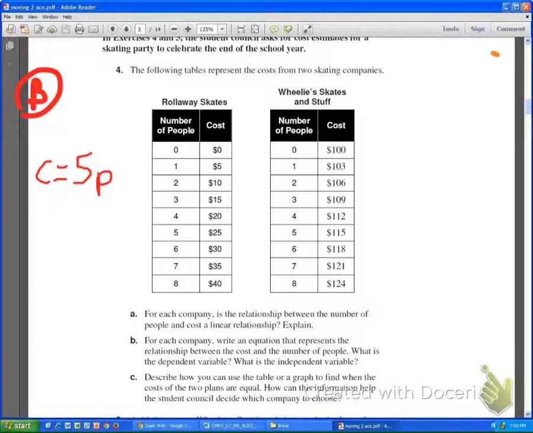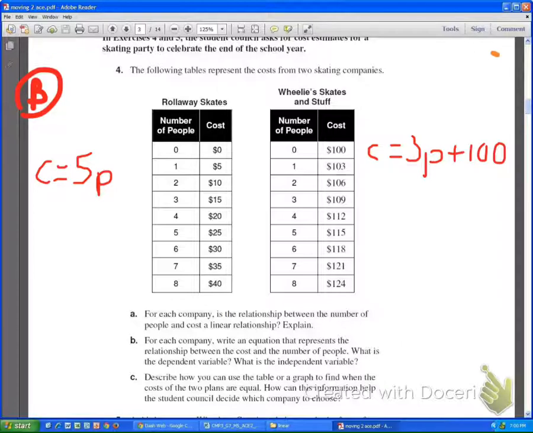At Wheelie Skates, it starts at $100, even if there's no people. That's probably for maybe renting the skating rink so no one else can come in. And then it goes up by 3 every time, plus 3, plus 3, plus 3. So their equation is C equals 3 times the number of people plus $100.